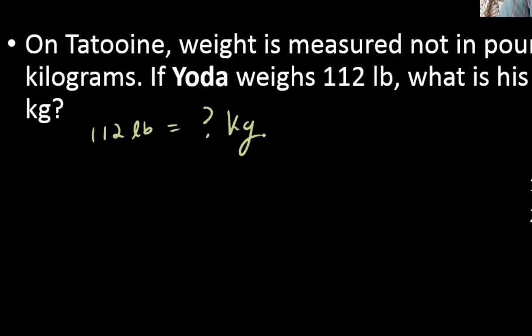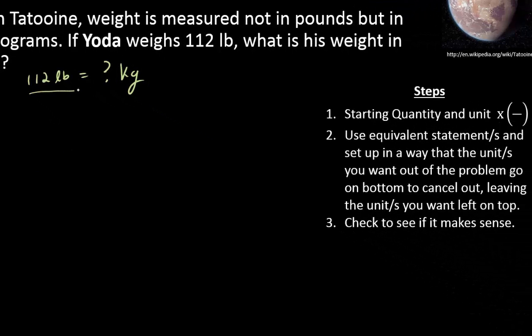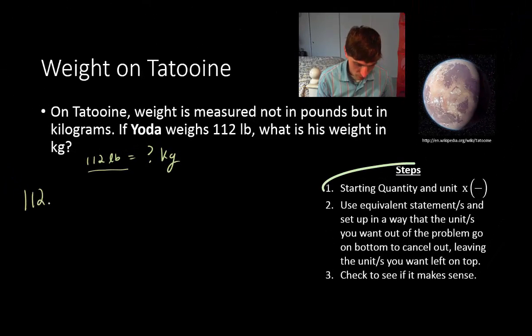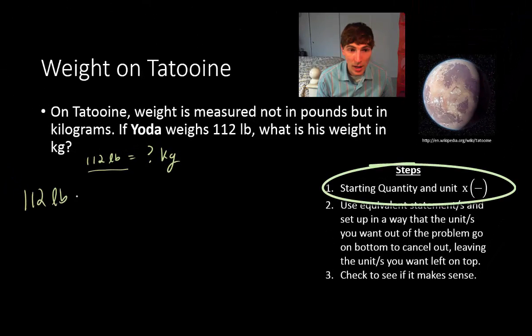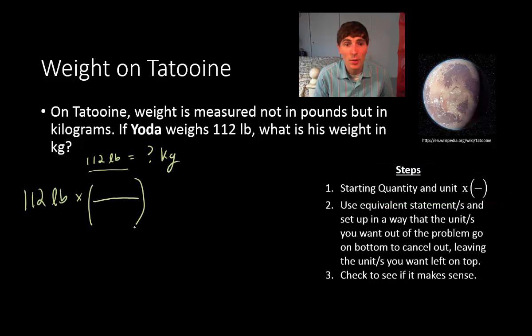So we're going to do a conversion factor, and I'm going to make it kind of easy for you in the beginning. We're going to take a starting quantity and unit, and I'm going to write 112 pounds times, and I'm going to put a little conversion factor bubble. Okay, we're going to need to fill this out. Now, as I'm looking, I want to convert from pounds to kilograms.